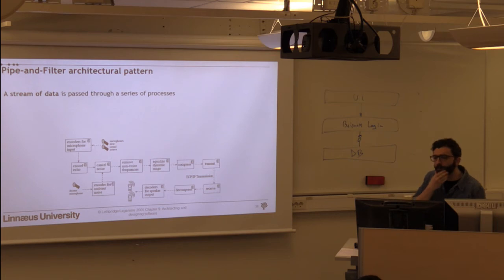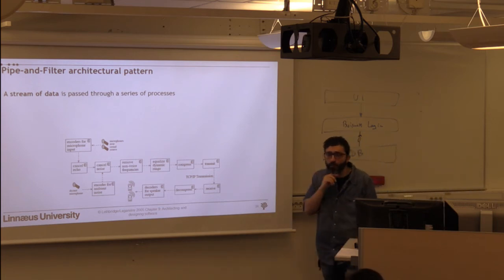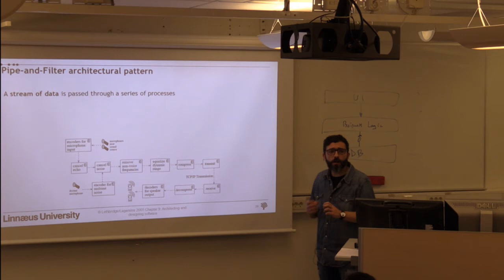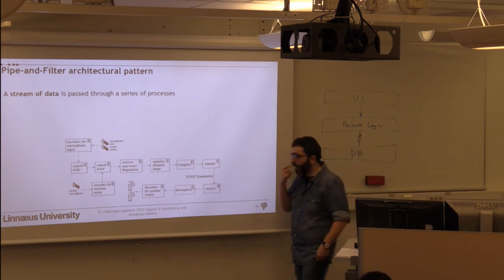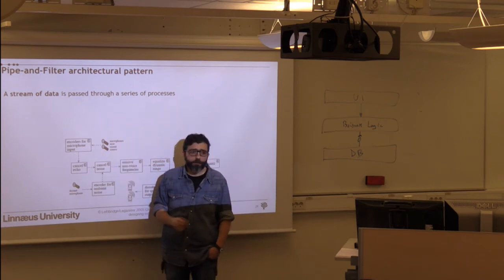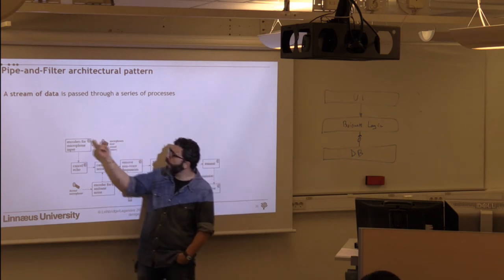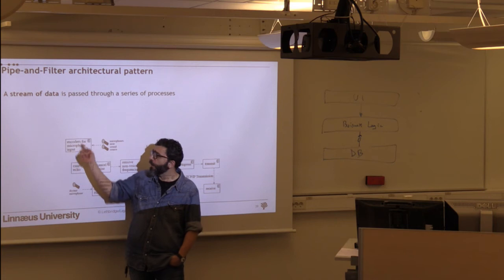So, pipe and filter. The idea here is that we might have many different components, and these components will pass data to each other. For example, here we have one example: we have microphones. You talk into the microphones, and the microphone will pass the data to the encoders.